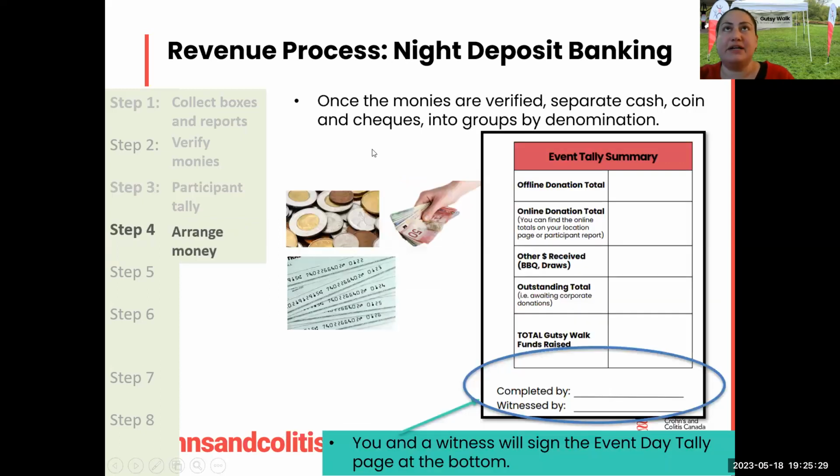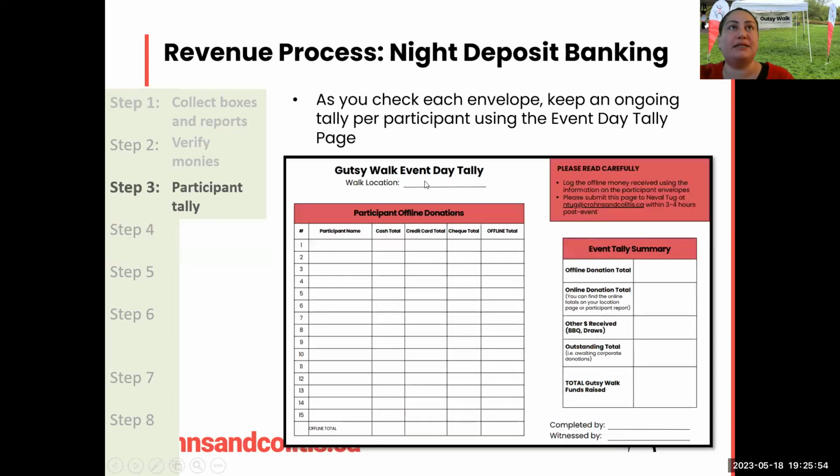Once the monies are verified and you separate the cash, coins, and checks into groups, you will then start preparing your RBC deposit slip. But before that, you want to tell the MC what the event day total raised is, so they can announce it in the closing ceremonies. So you enter the offline donation total from the participants' offline donation form here. You write down everything, then get the total amount and write it here.